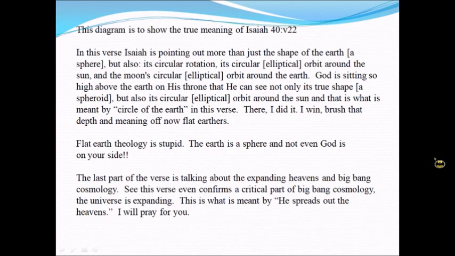The last part of the verse is talking about the expanding heavens and Big Bang cosmology. This verse even confirms that. That is what is meant by he spreads out the heavens. Next slide.